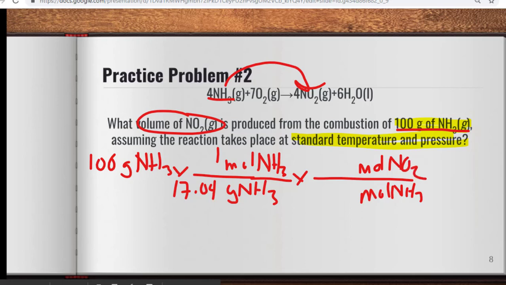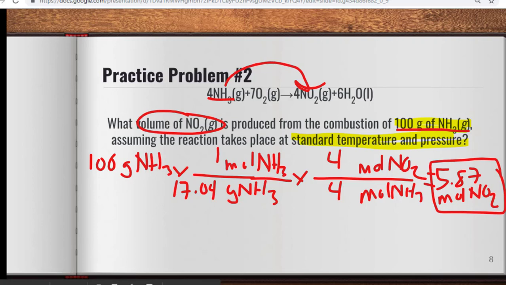So check out our mole ratio, 4 to 4. All right, and now we should be able to solve this. So what that gives us is 5.87 moles of NO2.